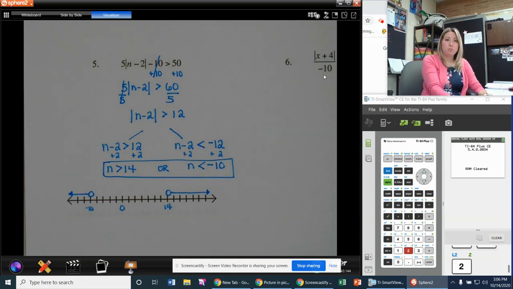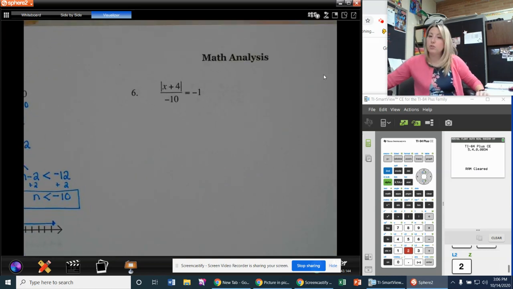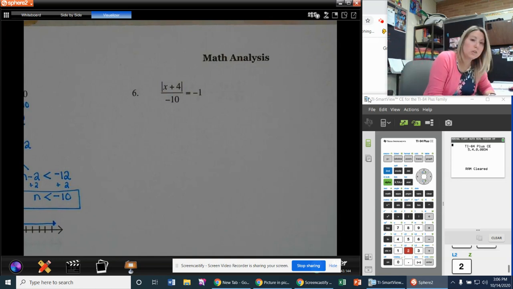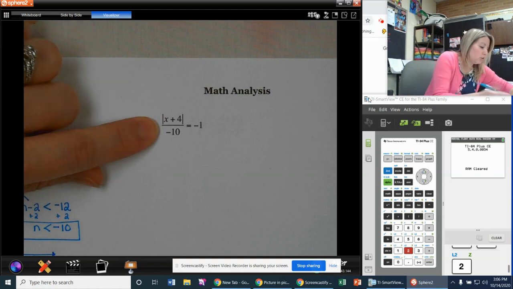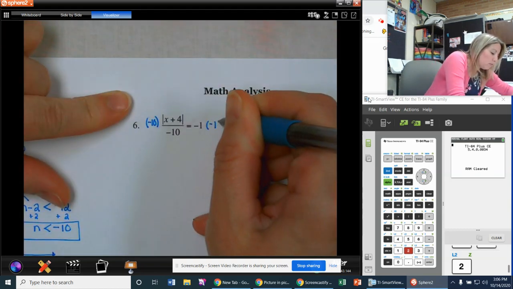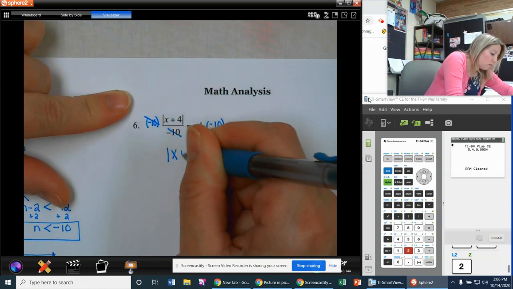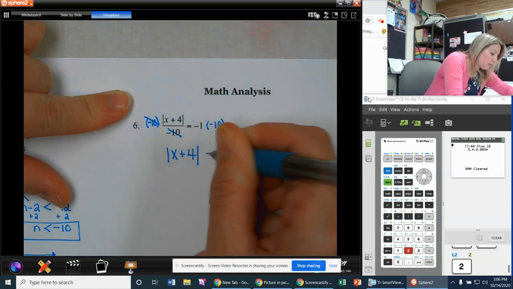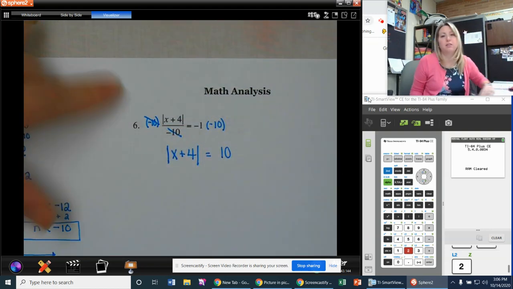Number 6, another absolute value. Looks like we got a few absolute values here. Let me move this cursor. It's driving me nuts. Oh, got to get absolute value bars alone first. So I need to start by multiplying both sides by negative 10. All right, so that cancels here. Leaves me with my absolute value bars alone. Fingers crossed. Is there a negative on the other side? Negative times negative. Negative times negative is a positive.